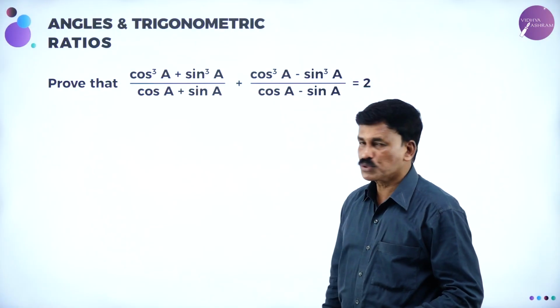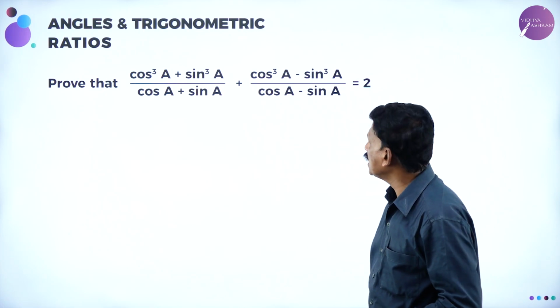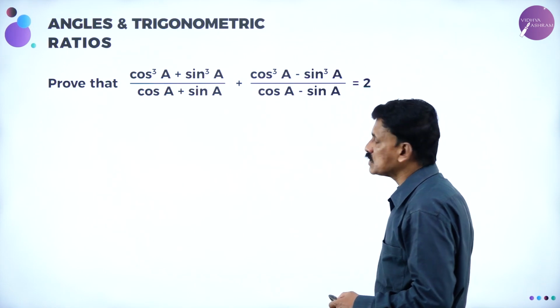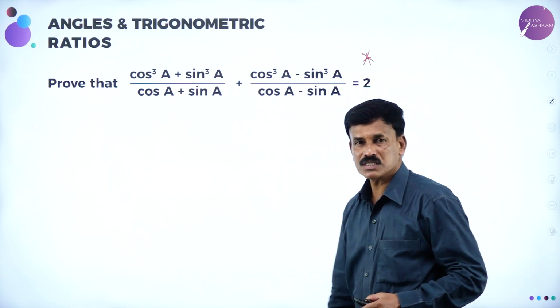What is the first problem? Prove that cos cube a plus sin cube a divided by cos a plus sin a, plus cos cube a minus sin cube a divided by cos a minus sin a, is equal to 2. This is a very, very important problem indeed, for 4 marks or 5 marks.